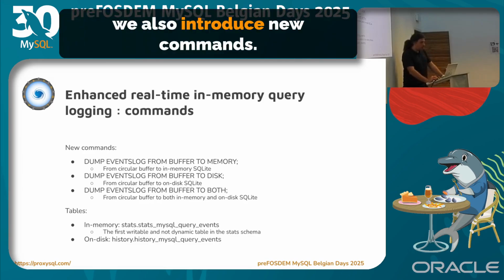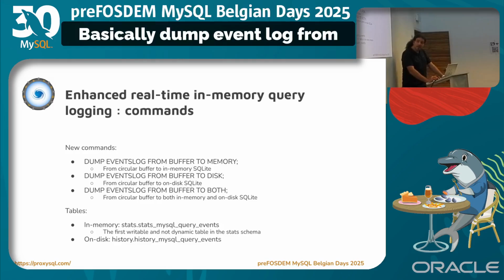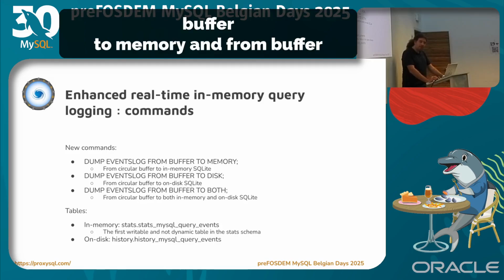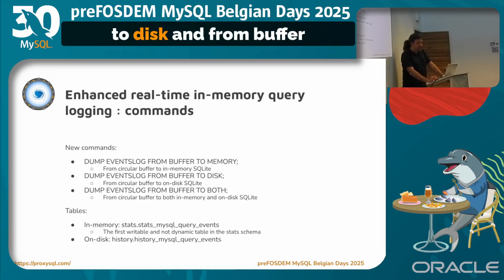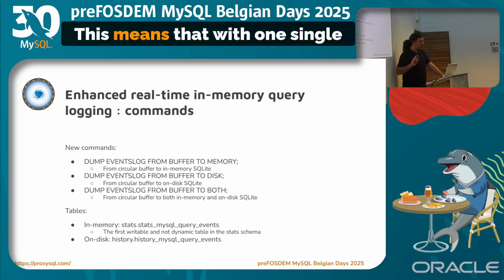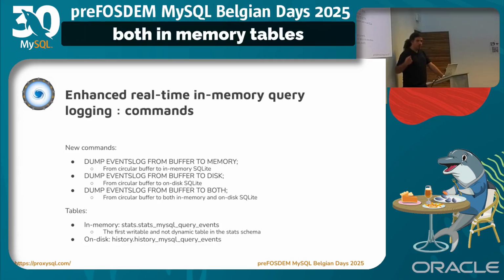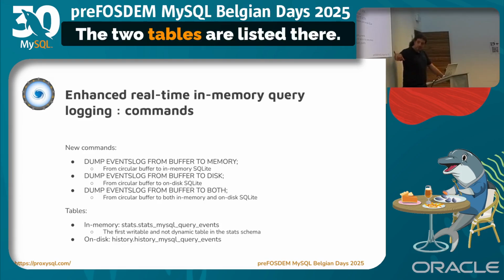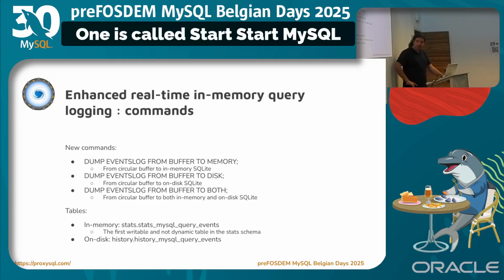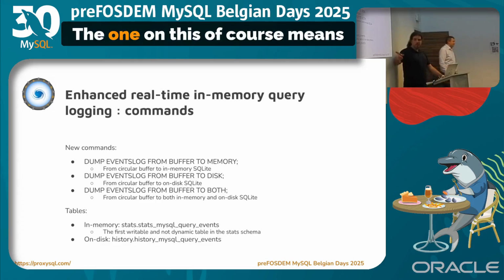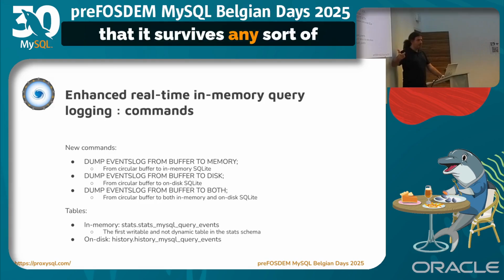Okay, we also introduce new commands: basically dump event log from buffer to memory, from buffer to disk, and from buffer to both. This means that with one single command you can copy the queries to both the in-memory table and the on-disk table. The two tables are listed there. One is called stats_mysql_query_events, and the other history_mysql_query_events. The one on disk, of course, means that it survives any sort of crash, restart, and so on, while the one in memory, if you restart ProxySQL, is gone.